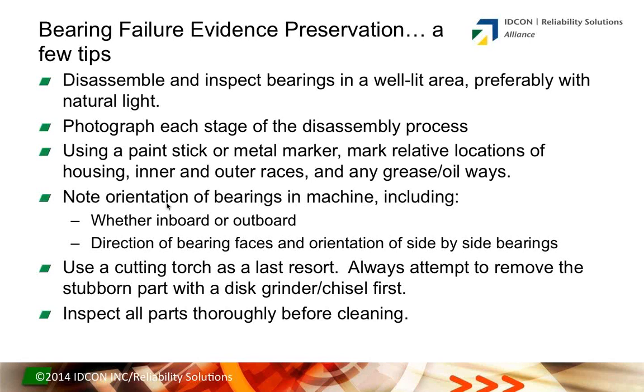A lot of times when we have a bearing that's failed, we tend to leap for a cutting torch to cut it free and get the machine up and running. The problem with a cutting torch is it does a huge amount of collateral damage, so now it's very, very hard to discern what happened. A disc grinder and a chisel is basically as quick as a cutting torch, and while it's still intrusive, it's a lot less intrusive than the torch itself.